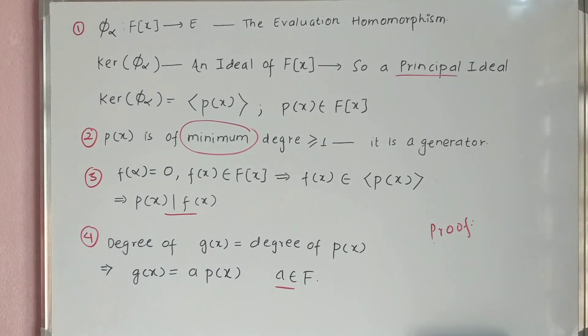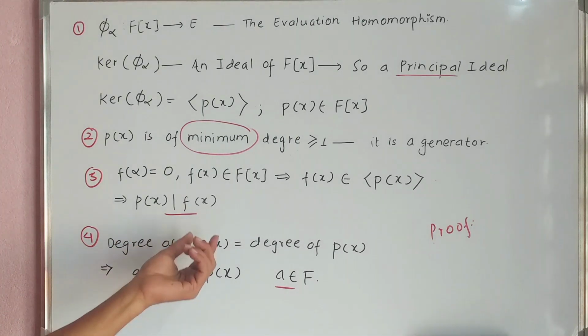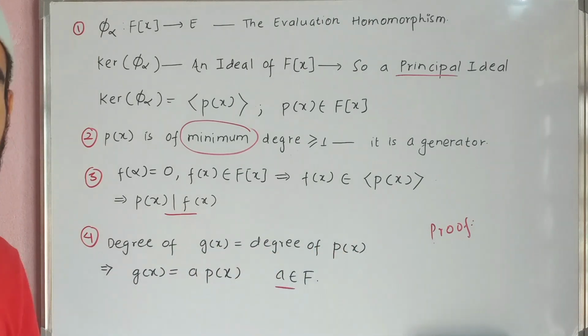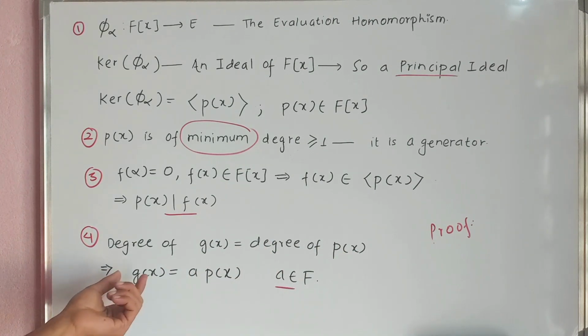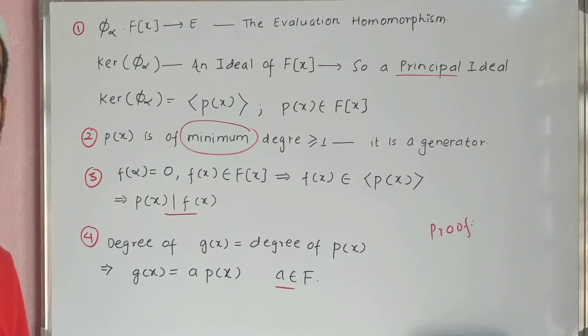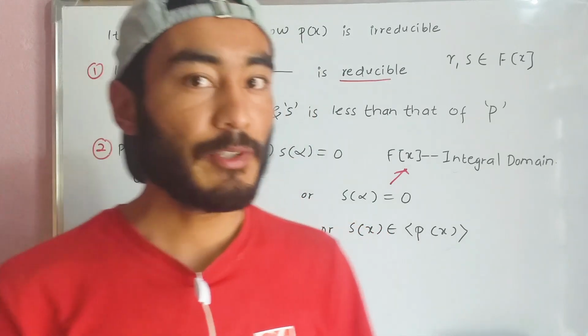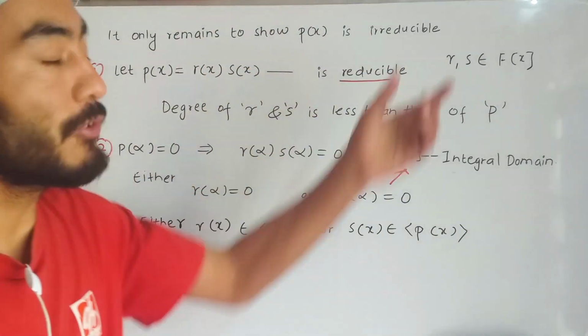Fourth, if the degree of any polynomial g(x) equals the degree of the polynomial p(x), then we must have g(x) equals a times p(x) for a belonging to F, where a is a constant. So this polynomial p(x) is uniquely determined up to a constant factor. So now it only remains to show the polynomial p(x) is irreducible.